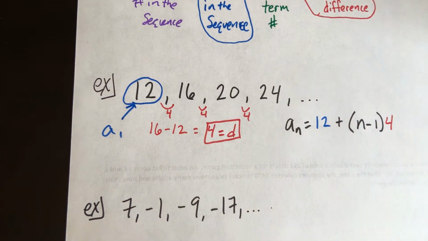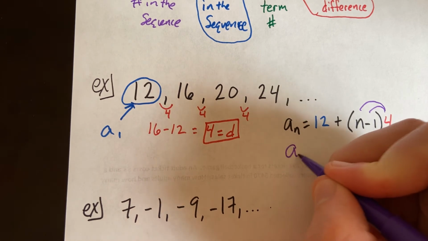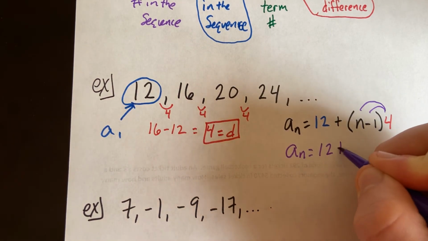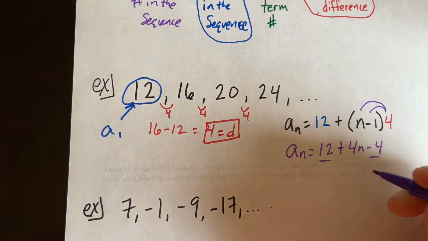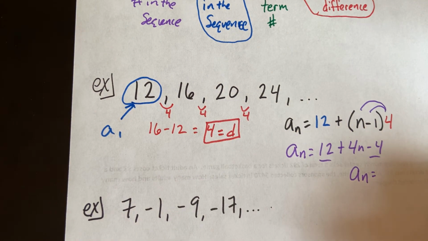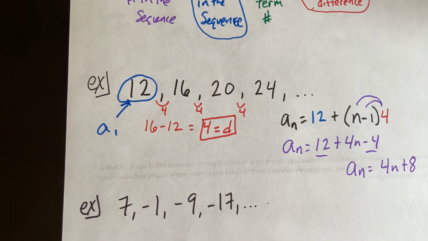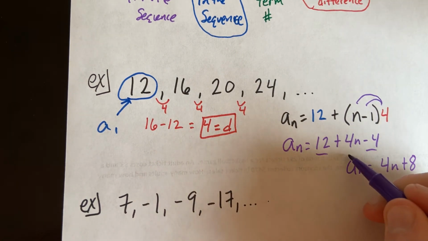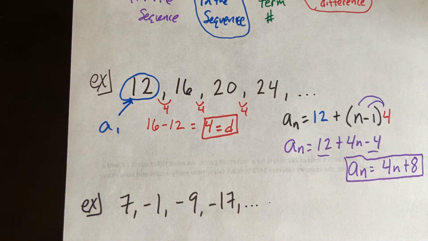All right, so we can see we got parentheses there. We've got a little bit of distributive property we can clean up and take care of. So I'm going to distribute this 4. So A sub n is equal to 12 plus 4n minus 4. We've got like terms with the 12 and negative 4. So A sub n is equal to, well, 12 minus 4 is what? 8. So we have 4n plus 8. Okay, so this is the explicit equation that is 100% unique to that sequence that we just did during our first example.